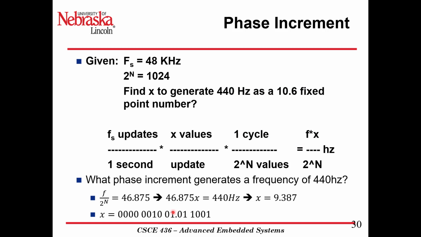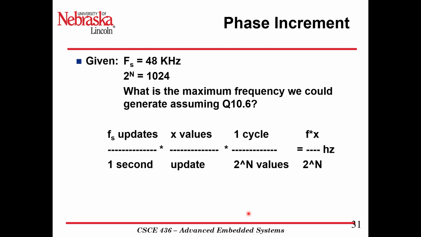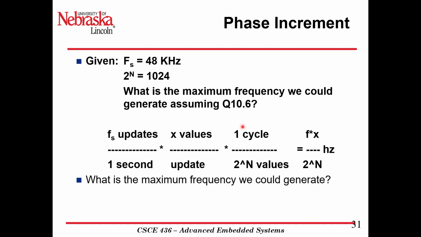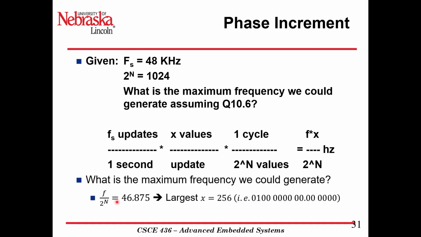So this is essentially our index value. It's a 440 hertz signal. What's the maximum frequency we can generate with a 10.6 number? Given that we have a 10.6 number, you would think the largest frequency would be an index value of 512, right? But we can't use that, and I'll show you why. The largest value would be 256.